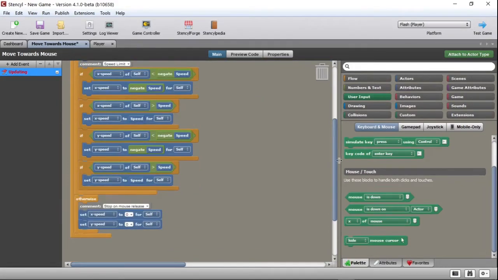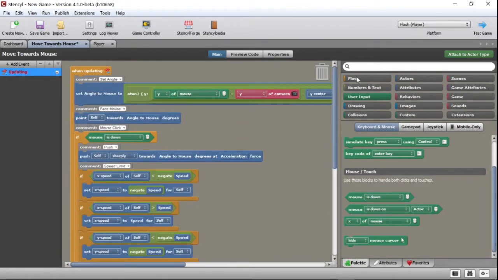Touch controls and mouse controls share the same blocks, so this code works on mobile devices.